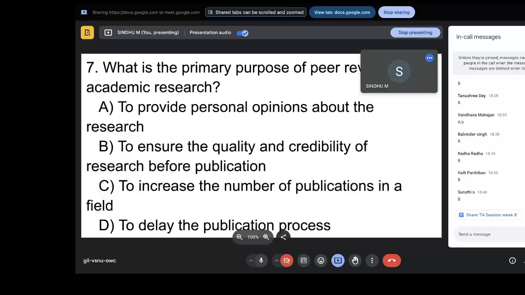And in a peer review, the feedback or comments that the reviewers give are very objective in nature, so there won't be any subjective assessments or personal opinions, just very objective statements. The main purpose is to ensure that option B is correct, to ensure the quality and credibility of research before publication.